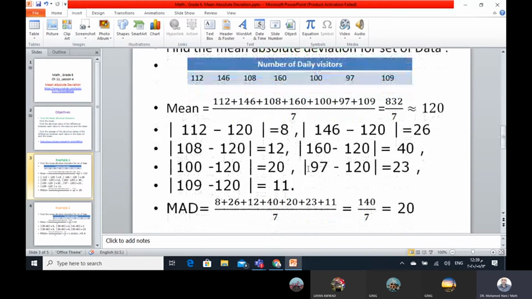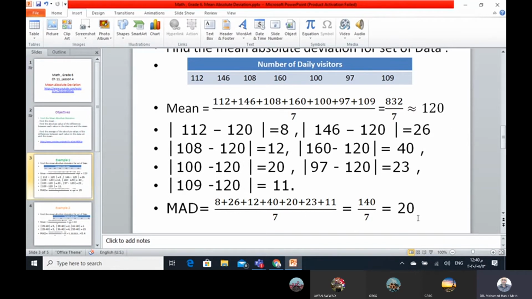Then take 97 minus 120, will be minus 23. Between absolute value will be what? Will be 23. The last value here, 109 minus 120, will be minus 11. Between absolute value will be 11. This is the second step, the difference between each value inside the data and the mean.